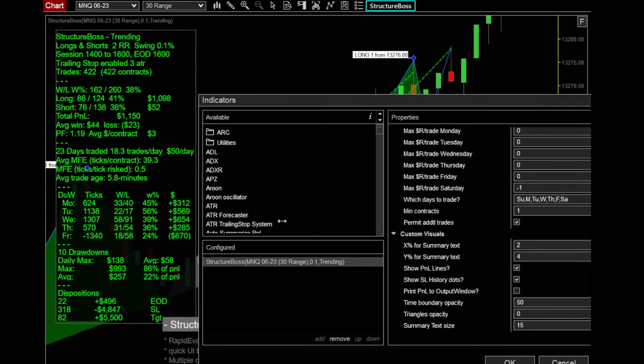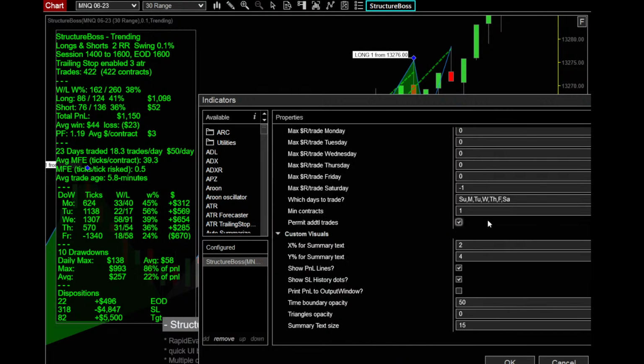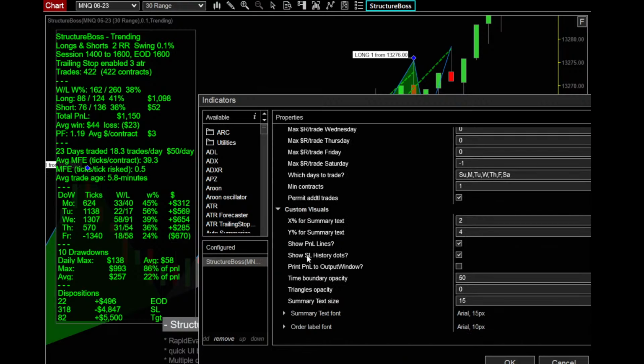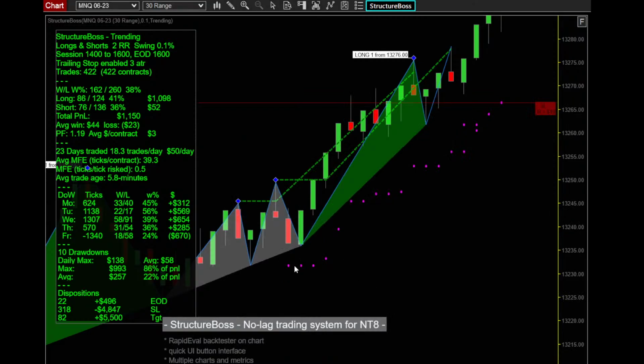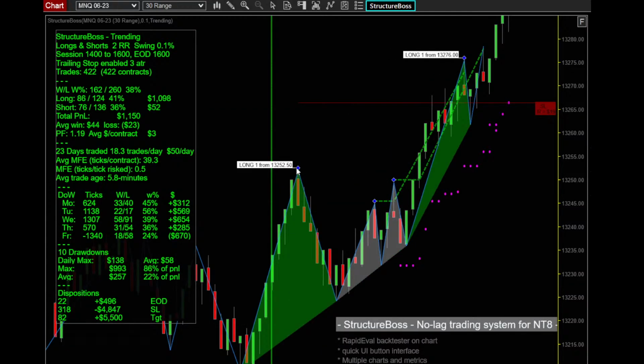So we've got that, and also we've added show SL history dots. What is the SL history dots? When you have break even enabled and when you have trailing stop enabled, these dots show you where the trailing stop is for the trades. You can see that the stop loss is right up here at this level right here because we're long on this position right here. So we're still long one from this breakout of this high.